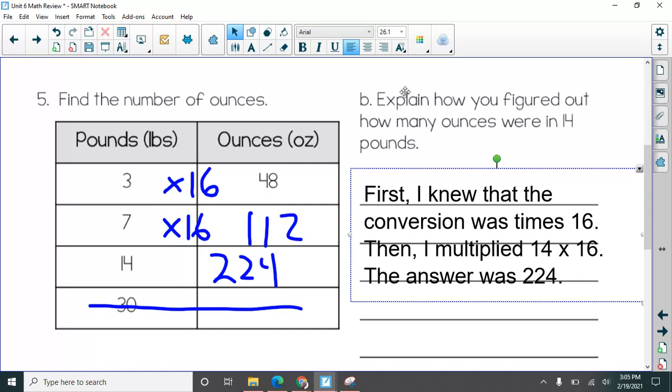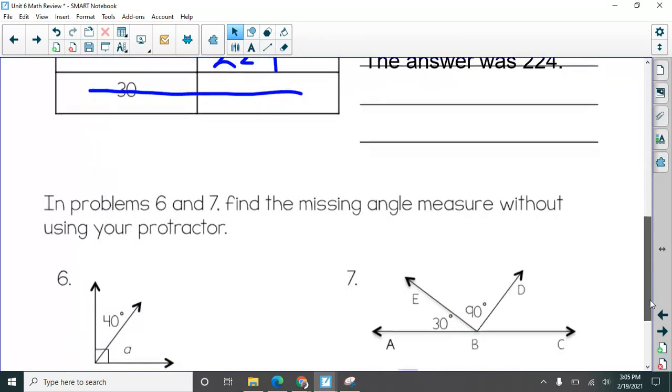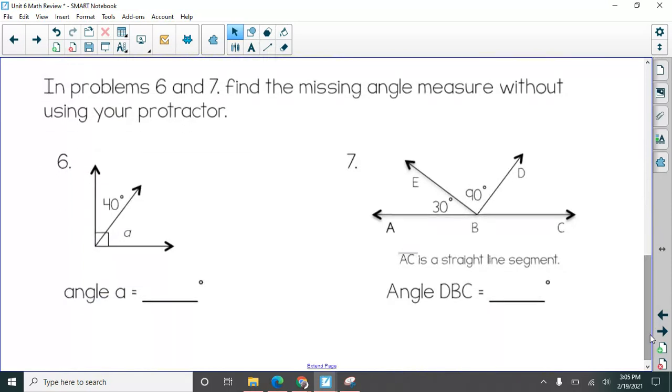So when you explain something, that means use words. Don't just write a number sentence. You do need to include that. I put a number sentence in here, and I put my answer in there too. Explain, right? Means with words. Here we go.